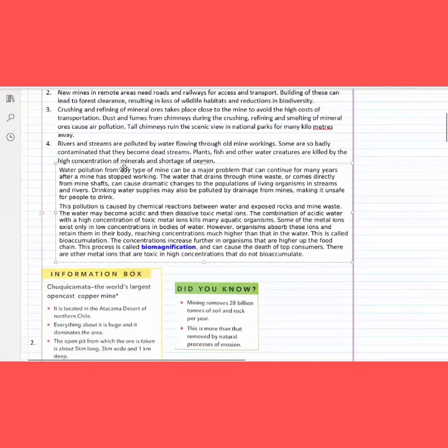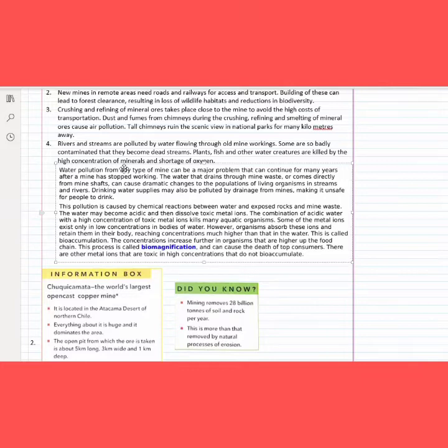Okay, I'm reading from here. Water pollution from any type of mine can be a major problem that can continue for many years after a mine has stopped working. The water that drains through mine waste or comes directly from mine shafts can cause dramatic changes to the populations of living organisms in streams and rivers. Drinking water supplies may also be polluted by drainage from mines, making it unsafe for people to drink.